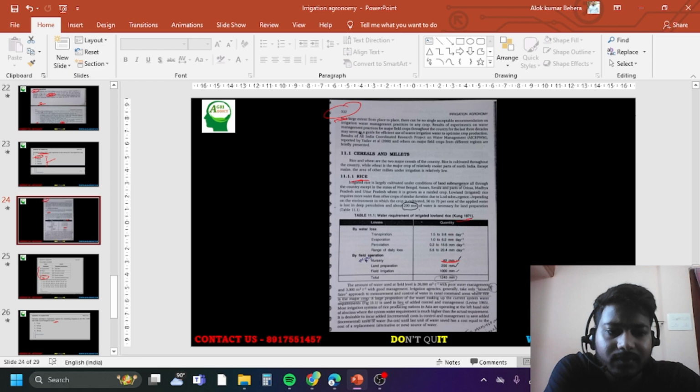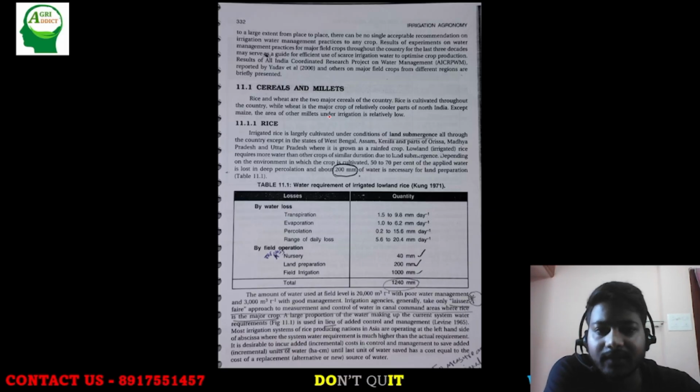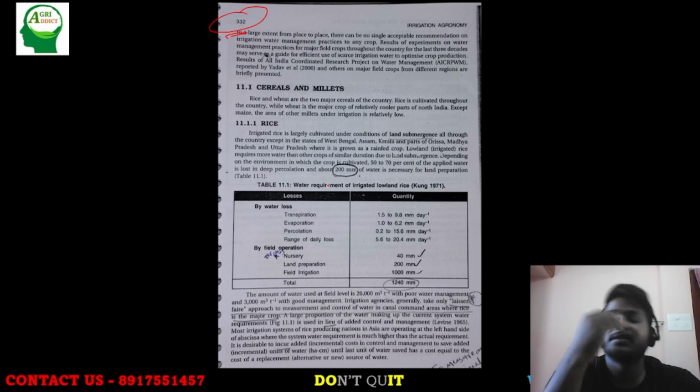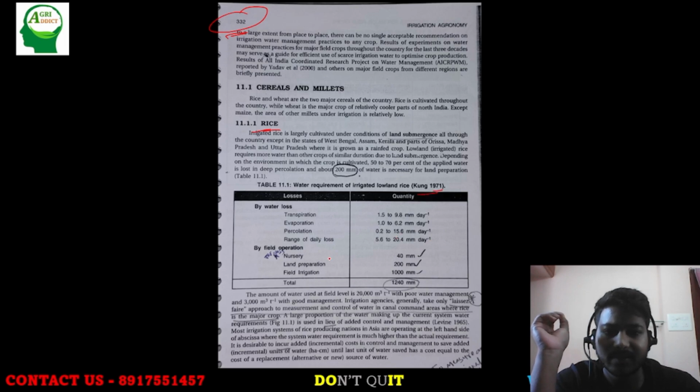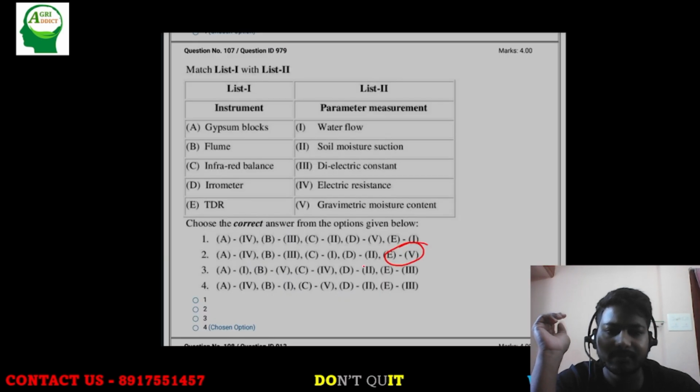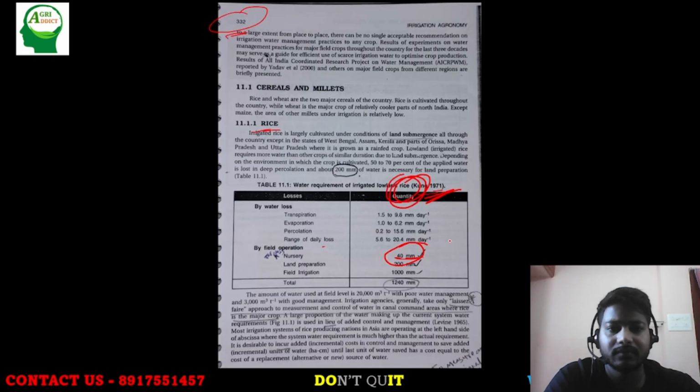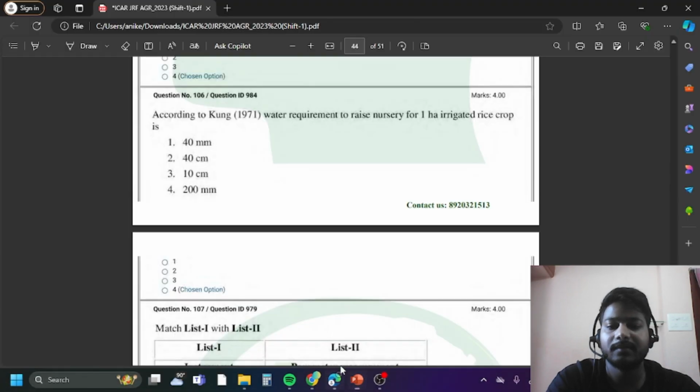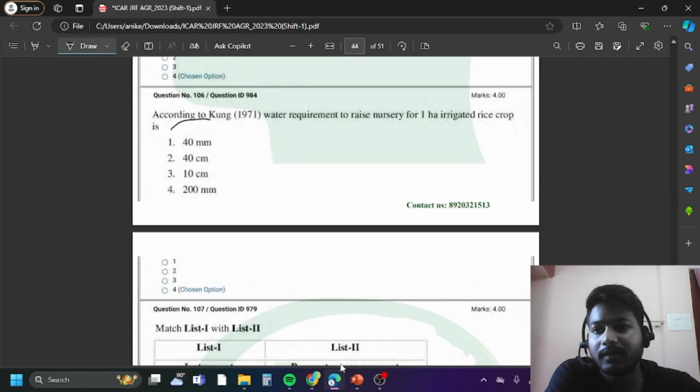This is the page of the question. Okay, you can see this is the chapter on irrigation requirement of different crops. You can see, for field preparation according to Kung, they have given Kung 1971. So for the nursery it is 40 mm, land preparation 200 mm, and field irrigation it is 1000 mm. Okay, so for raising nursery 40 mm is required. So the correct answer is 40 mm.